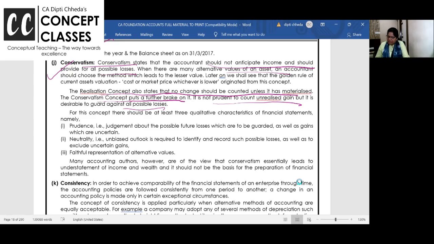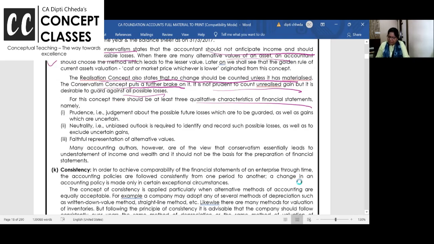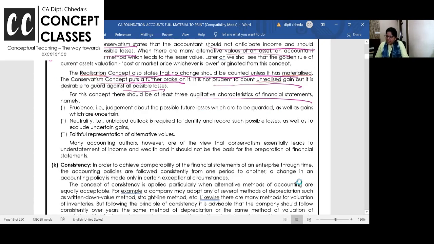Okay? So there should be 3 qualitative characteristics of financial statement. Prudence. It should make provision for all the future losses. Neutrality, unbiased attitude should be there in the financial statement. And faithful representation. People who are watching it, okay, company has earned this much profit loss, they should get correct figures.